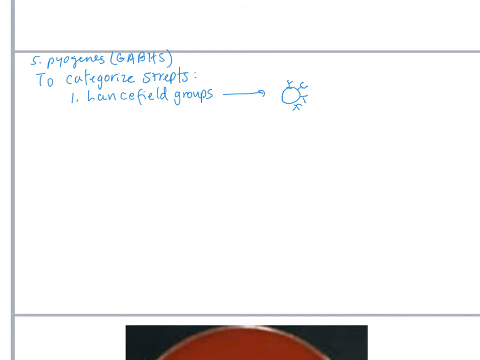So she put the streps into groups based on carbohydrate surface antigens. In lecture you're going to talk much more about what an antigen is, but an antigen is just something that elicits an immune response. She could use antibodies to very specifically figure out what kind of sugars were on there.